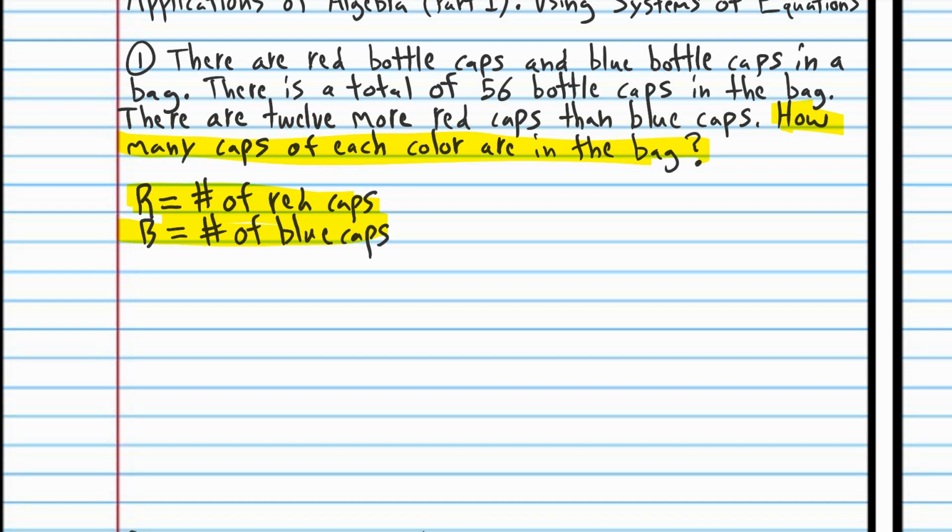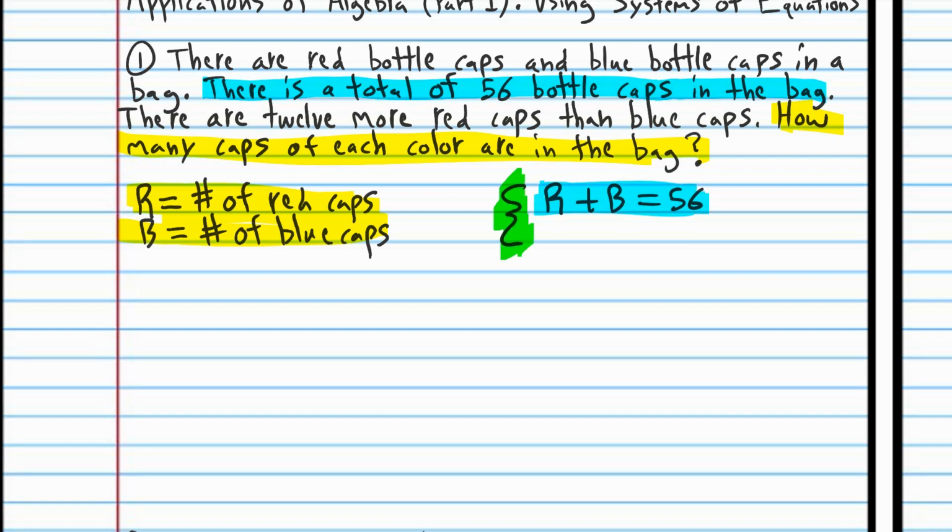All right, and the second thing we're going to do is find the easiest equation. For most of these problems, there's going to be one equation that's really, really easy. And that equation is going to be generated by this sentence. There is a total of 56 bottle caps in the bag. So that means the number of red bottle caps plus the number of blue bottle caps is equal to 56. So that's a really easy equation. That's based on the blue sentence. And notice I have my bracket here because I'm starting to make a system of equations.